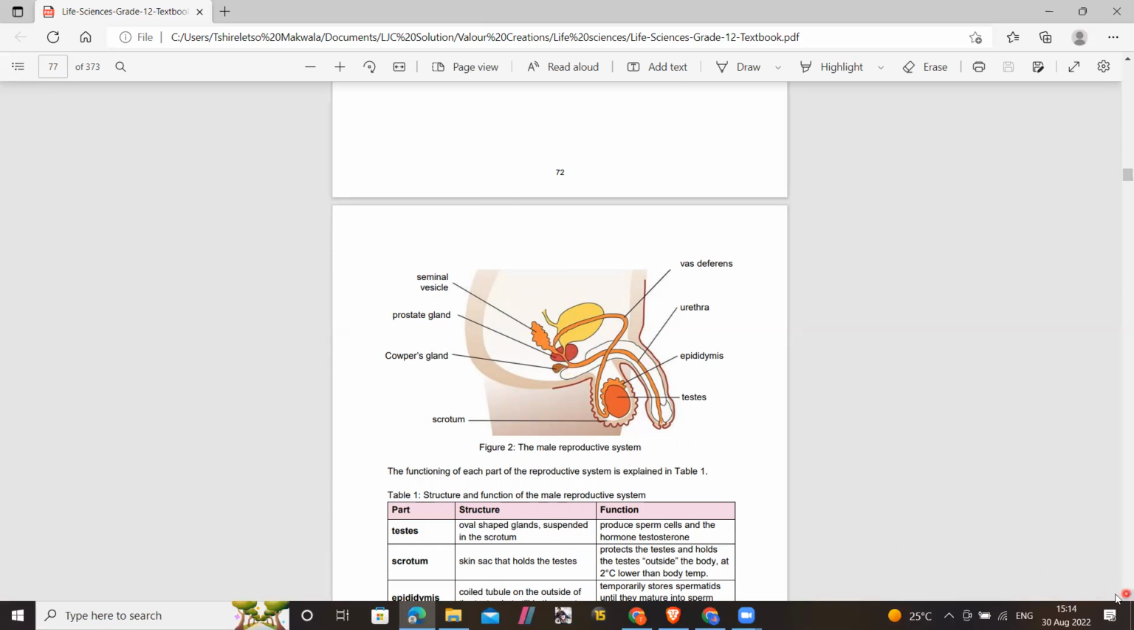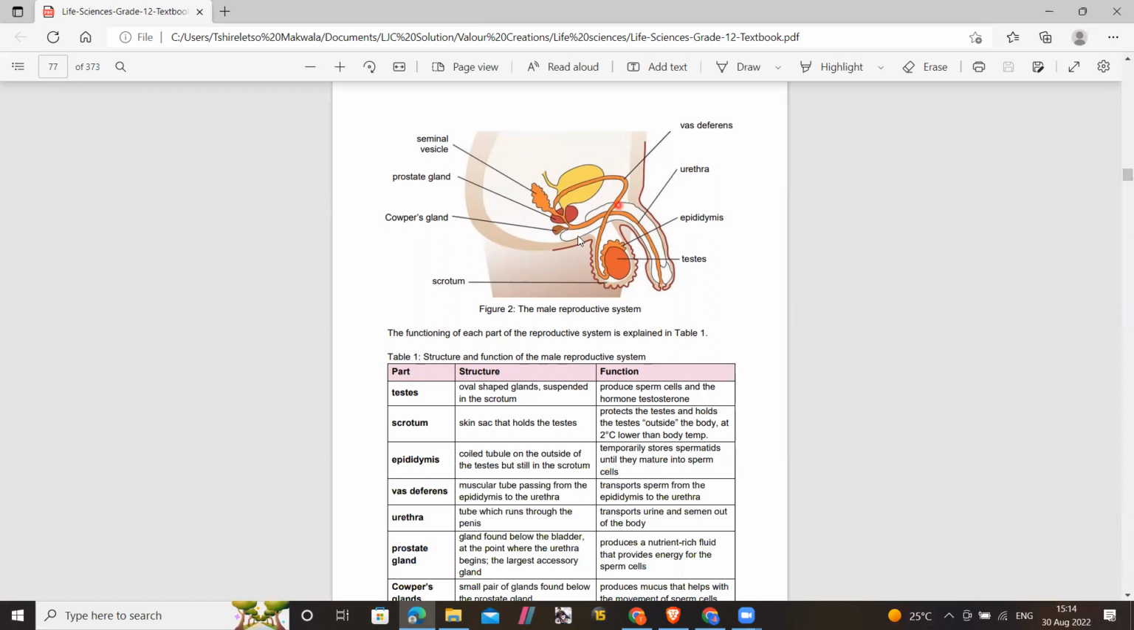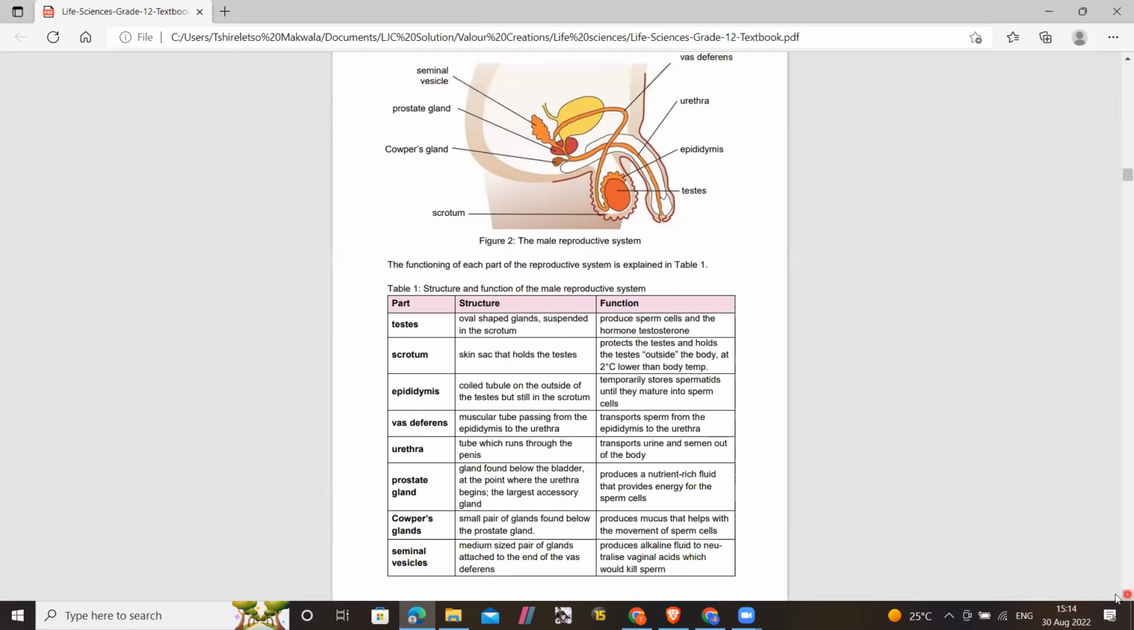That's basically how it goes. These sperm cells go up via the vas deferens, and what happens when they reach the urethra? You have these three glands: the seminal vesicle, the prostate gland, and the Cowper gland. So these glands you will see here.